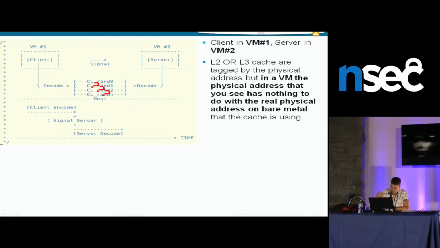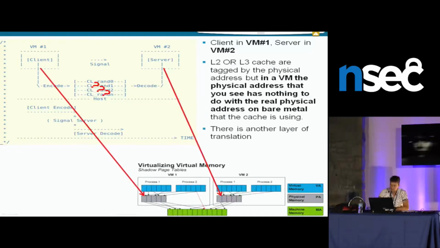But in a VM, the physical address that you have has nothing to do with what's going on in the host; you cannot see it. Basically, there is another layer of translation, and as this picture is showing, you don't have access to that information. So you don't know what is what from a physical point of view. So this is a complex problem to solve, trying to decipher the page table from a VM.